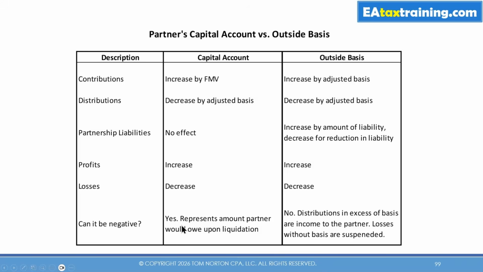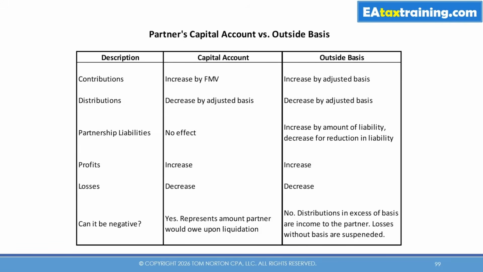The capital account can be negative. So this represents what the partner would owe upon liquidation. So if you liquidated the partnership, sold all the assets, paid the liabilities, but you weren't able to cover all the liabilities, so the partnership still owed money, the partners would then have to pony up and cover the remaining liabilities. So that would be a negative capital account. They actually owe money upon liquidation.